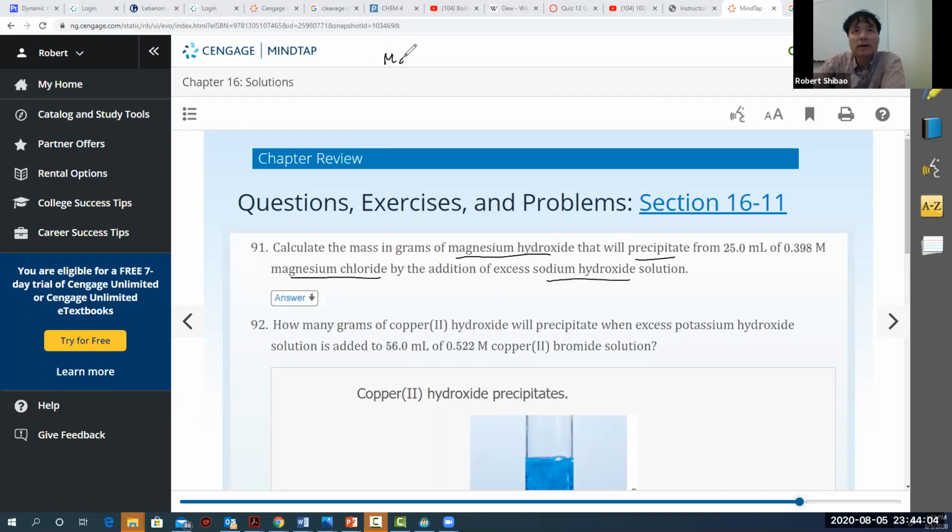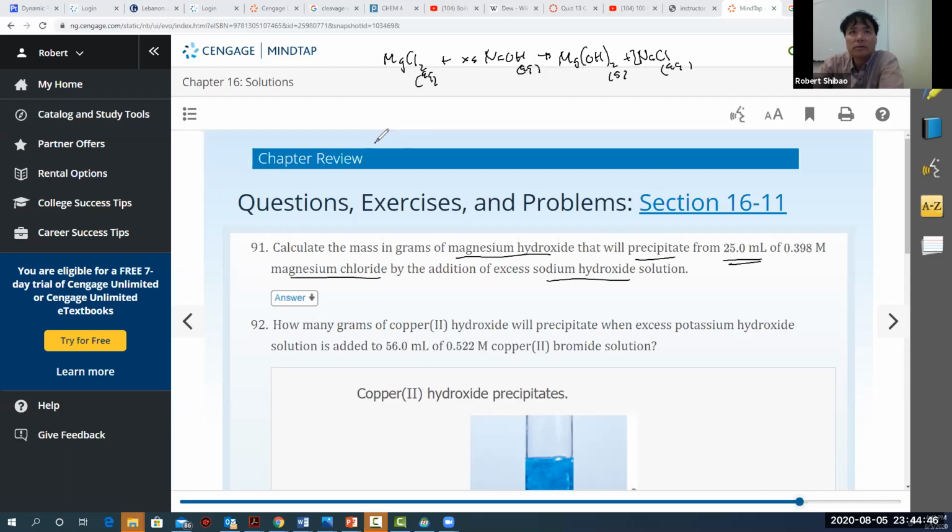And so the reaction here is magnesium chloride plus excess sodium hydroxide. What we're going to precipitate is magnesium hydroxide and sodium chloride. We're going to have 2 sodium chlorides. We need at least 2 sodium hydroxides, so excess means we have more than 2 sodium hydroxides for this. This is a solid here. This is aqueous. Sometimes we leave off aqueous to save time. Aqueous here.